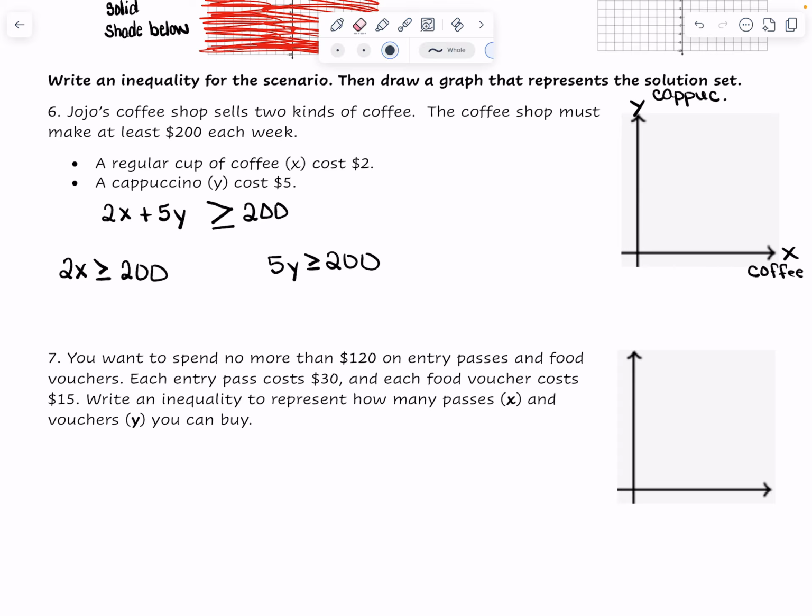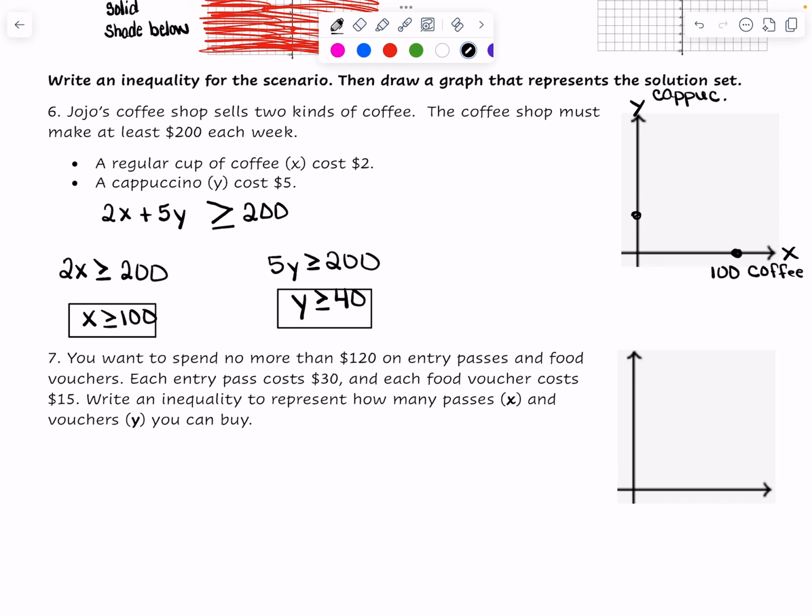So for x, divide both sides by 2. And we have x is greater than or equal to 100. That's the value that's going to go on our x-axis. Then for y, divide both sides by 5. And I have y is greater than or equal to 40. That'll be the value that goes on the y-axis. So x would be 100. Y would be 40.